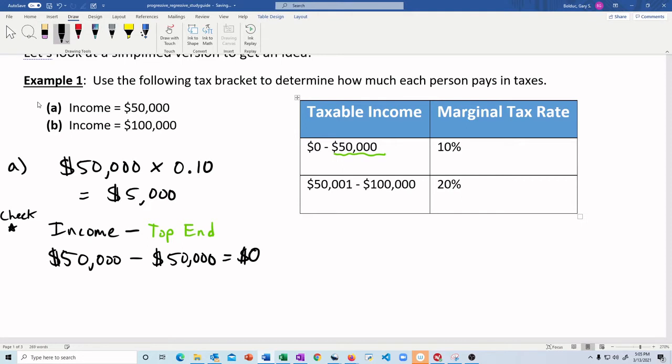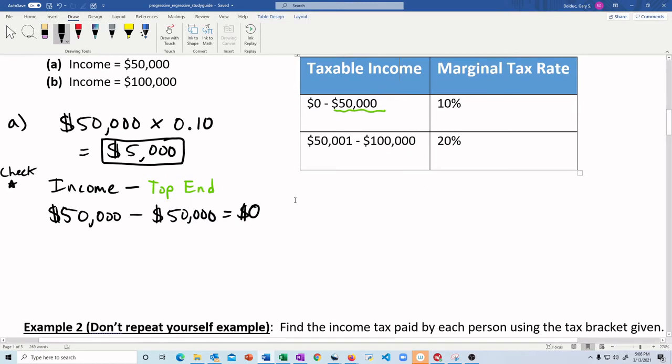So I've filled up the first box with my income, and I don't go any further over. I just filled up the first box. So I'm done. I pay $5,000. And that's it. So it's not too bad. If you're only in the first box, it's not that bad. You just take your income, apply the tax rate, and you're done, just like we did before.